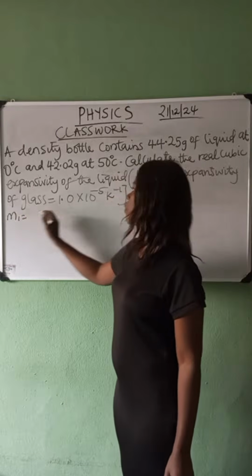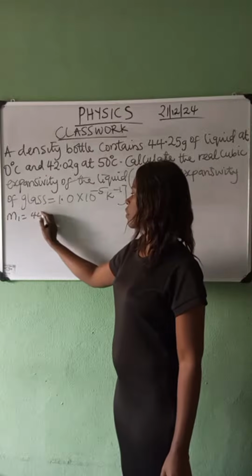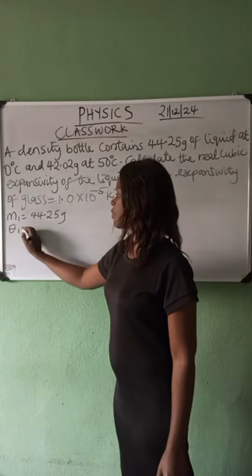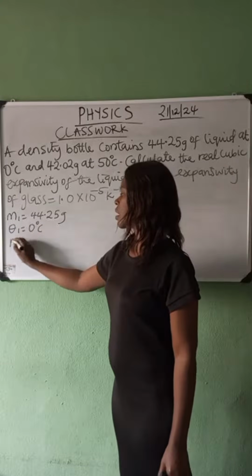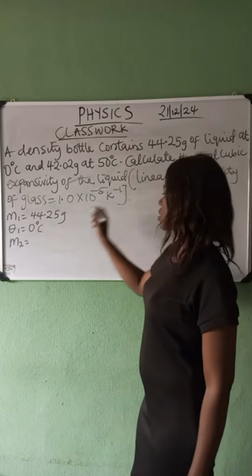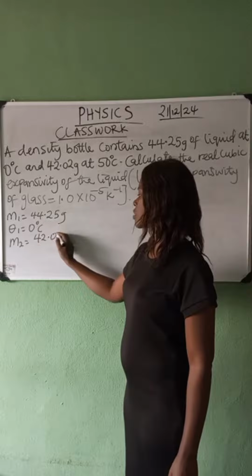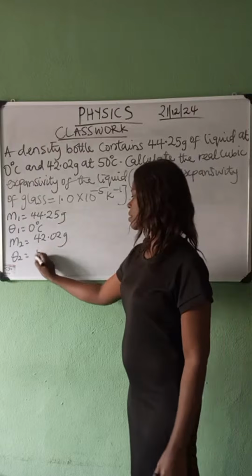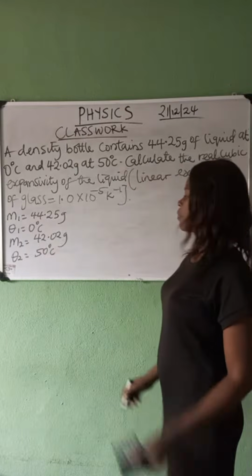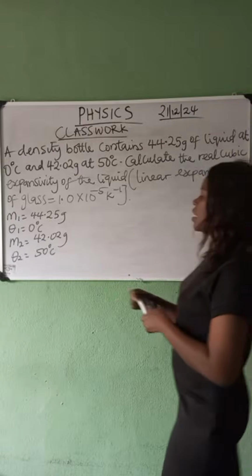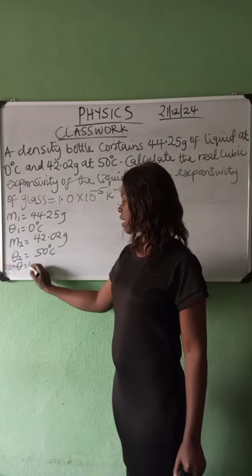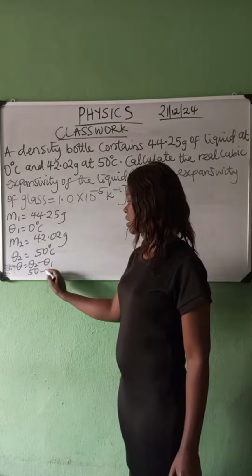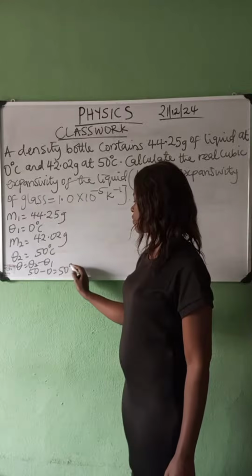Our first mass, M1, is given as 44.25 grams. Then, the first temperature happens to be 0 degrees Celsius. Our second mass, which is 42.02 grams. And the second temperature happens to be 50 degrees Celsius. Now, temperature, that is theta 2 minus what? Theta 1. We have 50 minus 0, which is going to give me 50 degrees Celsius.